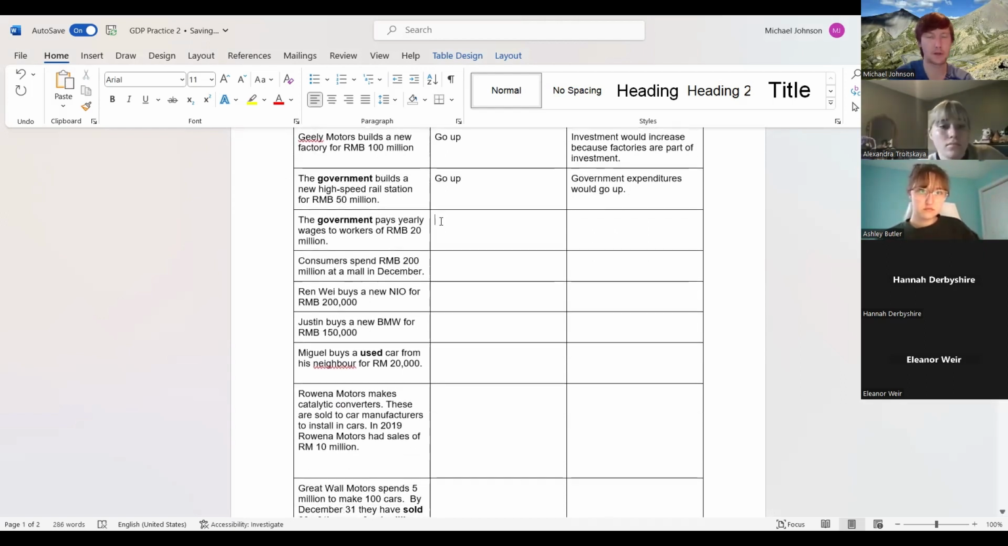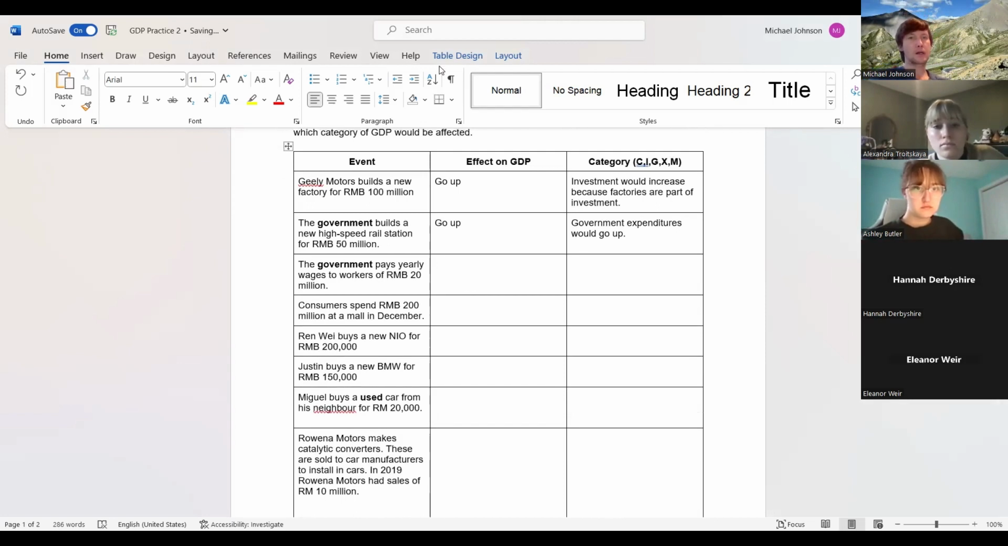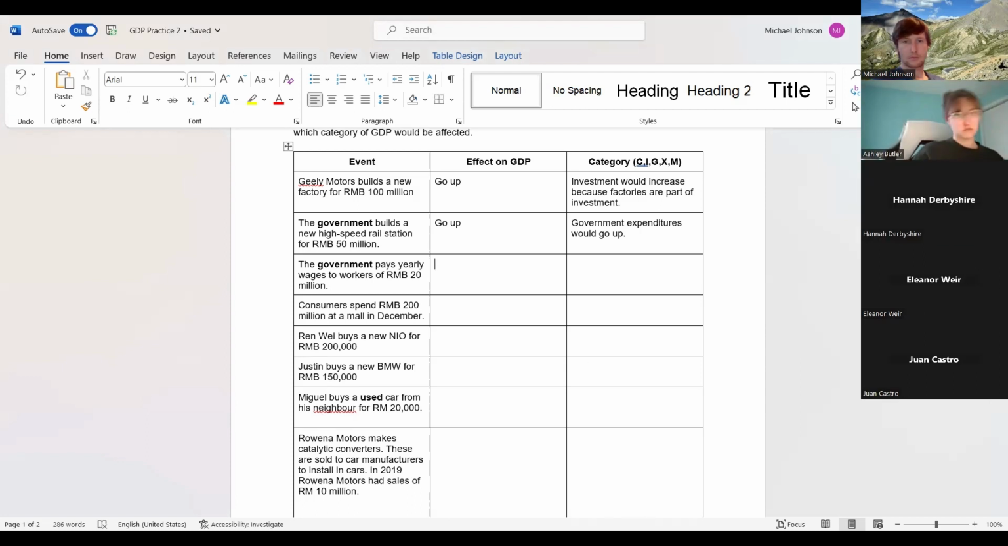And the government pays yearly wages to workers of RMB 20 million. So does Juan want to try this one? The GDP will go up. Yes. And it will be in the category of aggregate income. Which letters would it be under though? C, I, G, X, or M? I will say C. Close. That would lead into it.